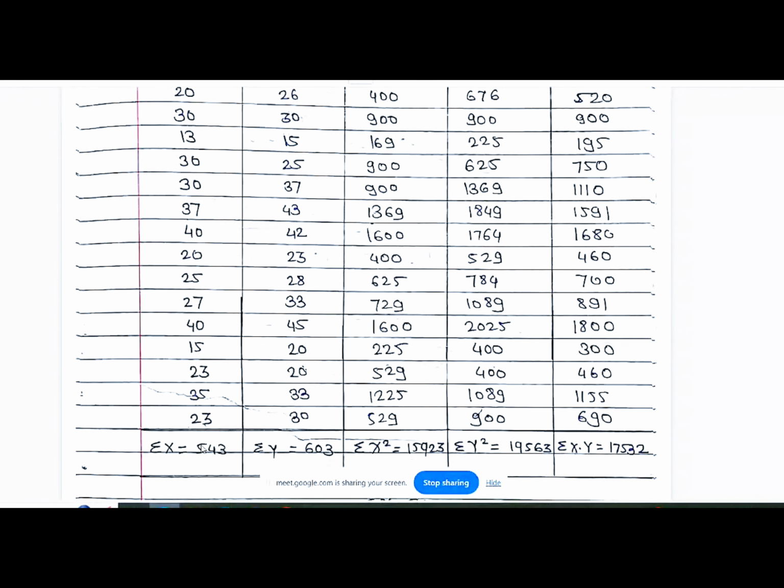Similarly you have to add the flower number, so it is going to give you summation of y, 603, right? So now you have got both these terms, summation of x, summation of y.